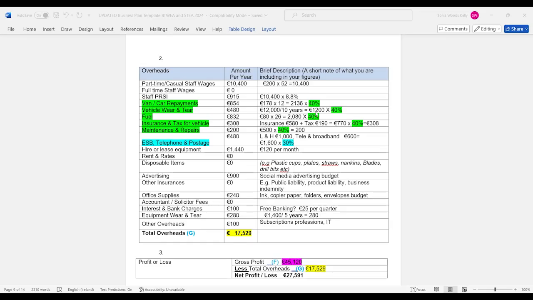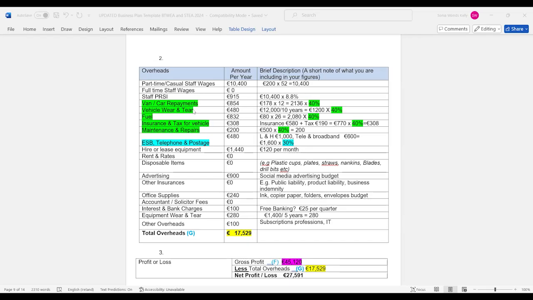So if it's a case that you will have no motor expenses in your business, just put 0 in all these amounts here. If you are going to require your own personal vehicle or purchase a vehicle as part of your business, you will need to estimate the costs of running that vehicle.